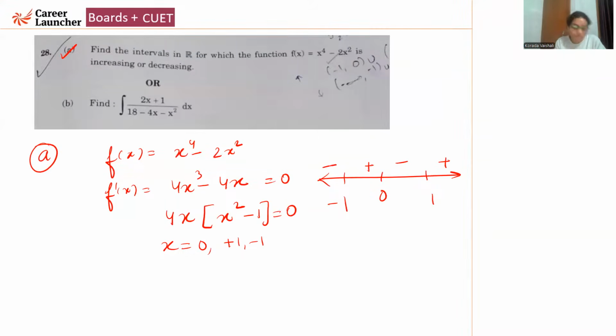So these are the intervals जहाँ पे function मेरा increase करेगा. So you will say my function is increasing in the interval -1 से 0 union 1 to infinity. And it is decreasing in the interval -infinity से -1 and 0 से 1. So this is the interval.